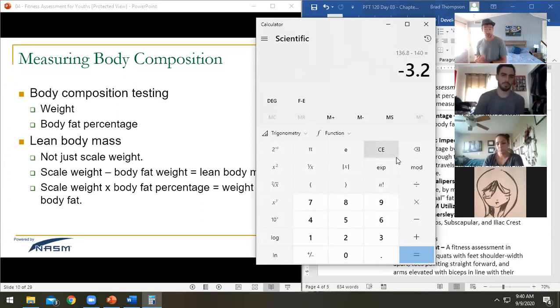Now, some of that could be water. This is why we have to remember that lean body mass does not mean muscle. It could have been water. It could be glycogen stores, which is mostly water. It could be lots of different things. But it is a fairly significant loss in lean body mass.